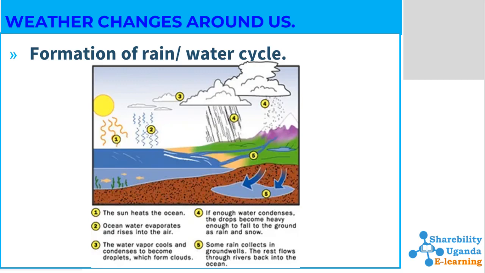That water vapor cools and condenses to become droplets, which form clouds. If enough water condenses and drops become heavy enough, they fall to the ground as rain and snow. When those raindrops are heavy, they fall to the ground and it is what we call rainfall. Some rain collects in ground wells, the rest flows through rivers and back into the oceans or various water bodies like streams, rivers, and so on.